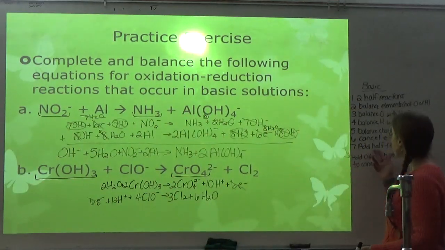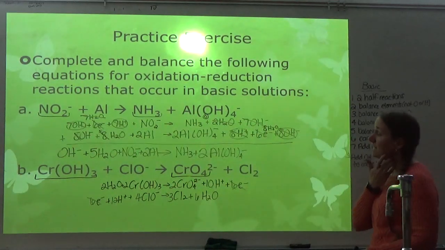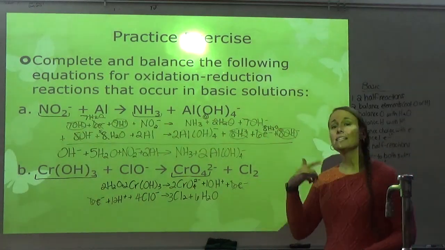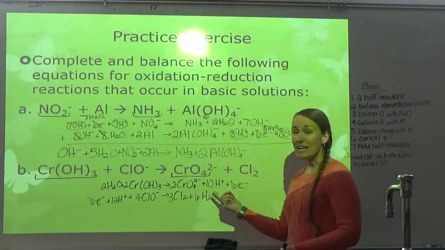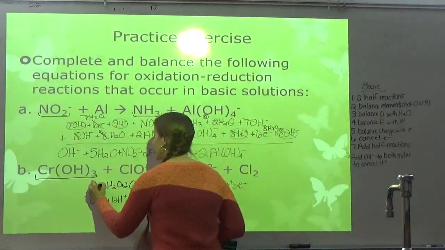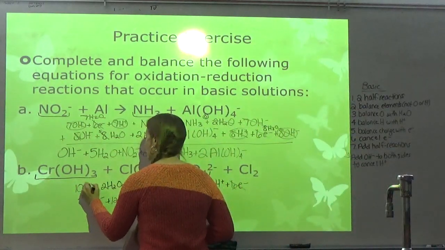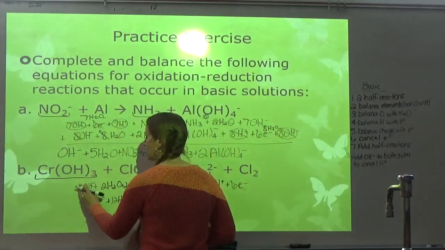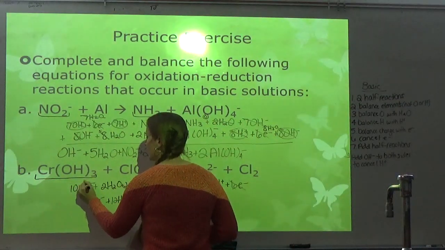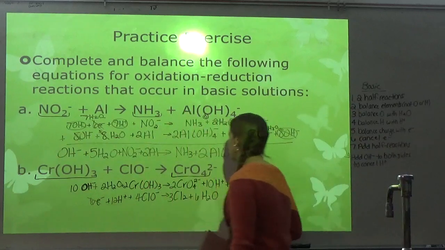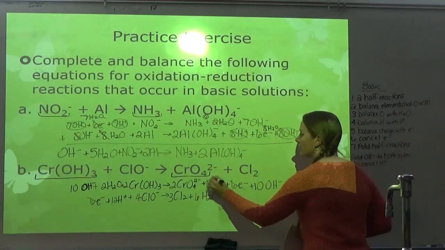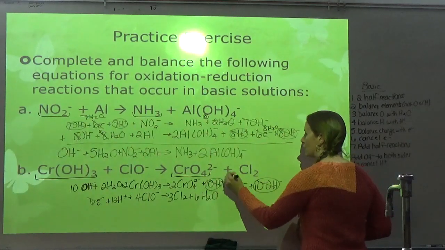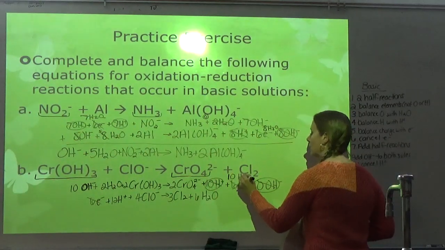But now I have to fix that H plus because this is in base. Okay, so remember, I add the same amount of OH minus on both sides to cancel out my H plus. So here I got 10 H plus. So I'm going to add 10 OH minus. All right, but I also add 10 OH minus over here. But of course, this and this are going to cancel and make 10 water.